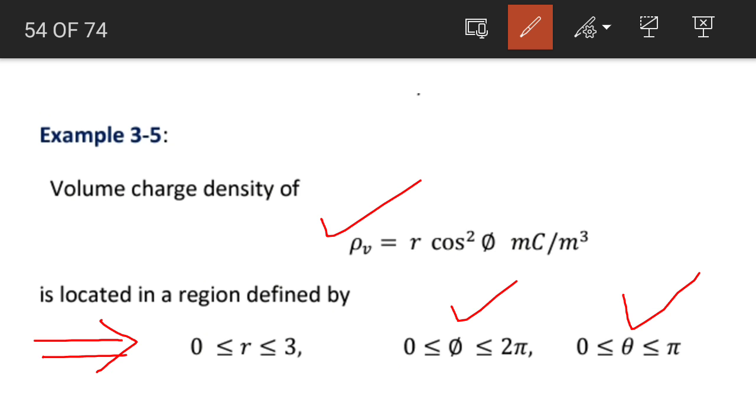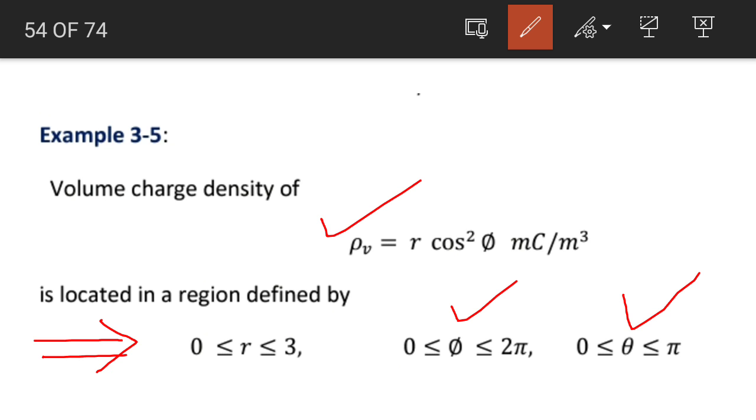The radius of the sphere is 3 meters. So basically this is a closed surface, and we want to calculate the flux passing through this Gaussian surface in the outward direction. According to Gauss law, the flux passing through this closed surface in the outward direction will be equal to the charge enclosed by the closed surface.